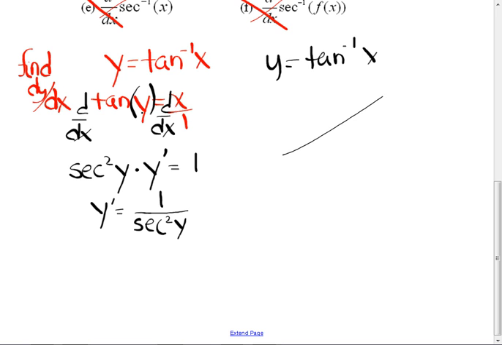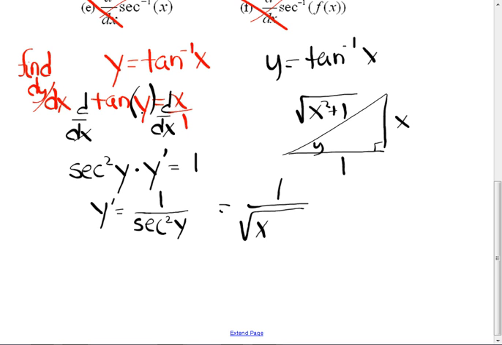Okay, so let's draw a triangle, because y is my angle. I'm going to go back to here. The tangent of what angle is x over 1? So what's this going to be? This is x, right? This is 1. Hypotenuse is the square root of x squared plus 1. So what's the secant? The cosine is 1 over the square root of x squared plus 1. Secant is, okay, so that's equal to the square root of x squared plus 1, but what do I have to do to it?